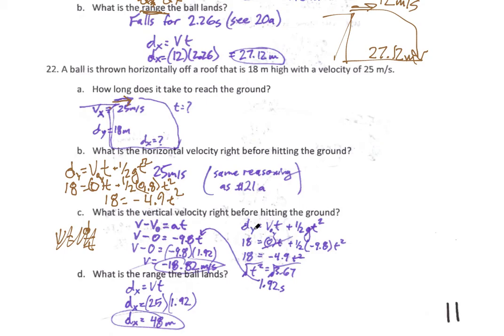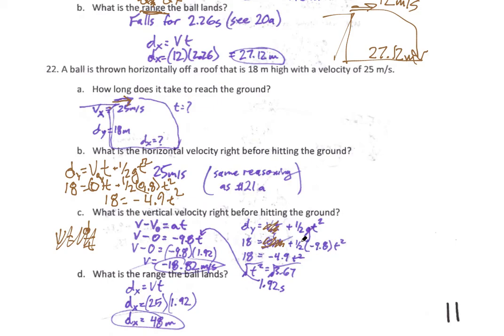So I use dy equals v naught y t plus 1/2 g t squared. I know my distance in the y direction is 18. I know that my initial velocity in the y direction is 0. I don't know my time yet. That's what I'm solving for. 0 times time is going to cancel anyway, so really I don't even need this first part of the formula. You can leave it in there if it freaks you out not to.